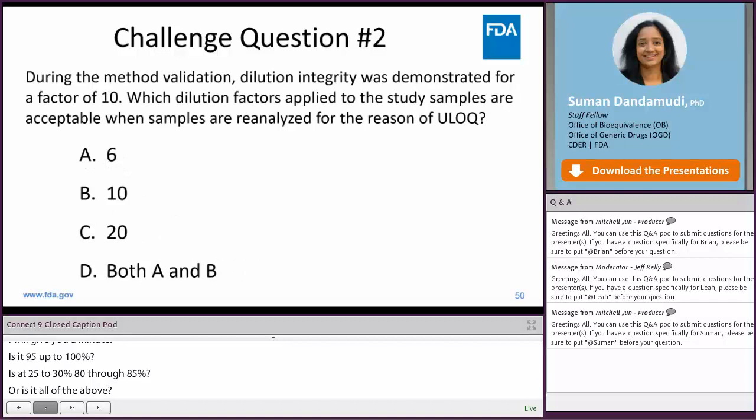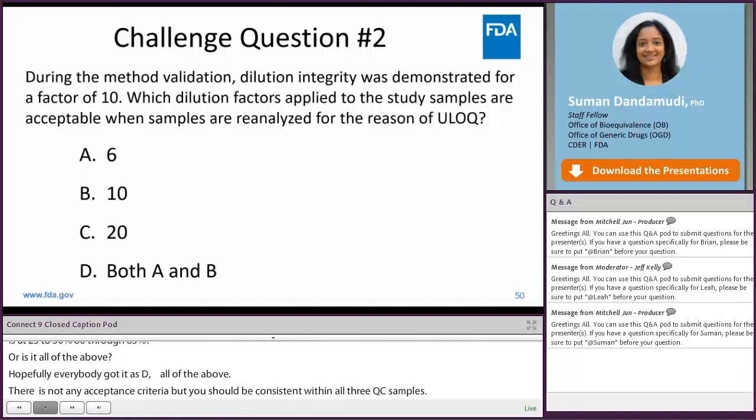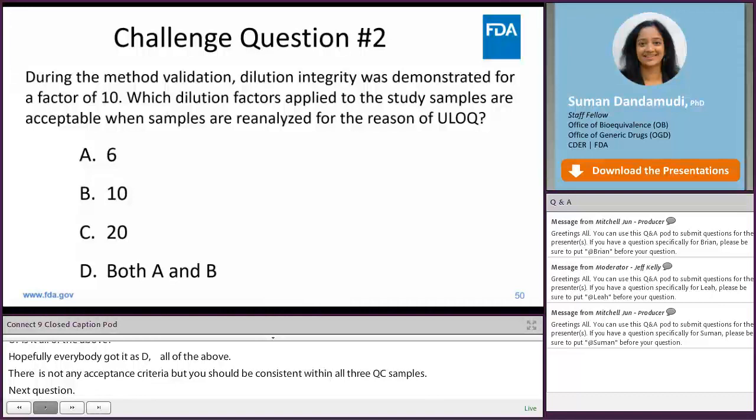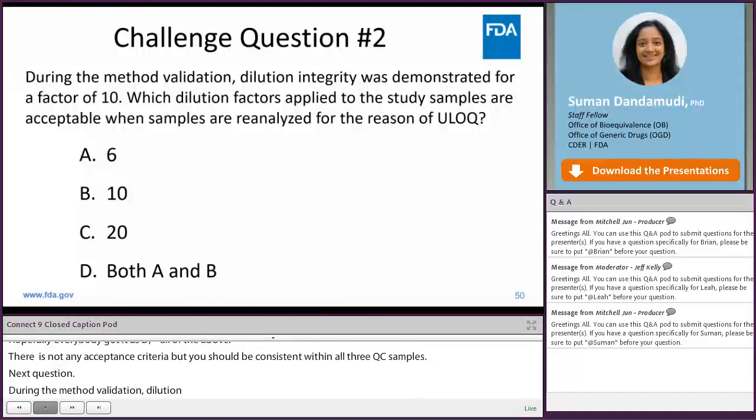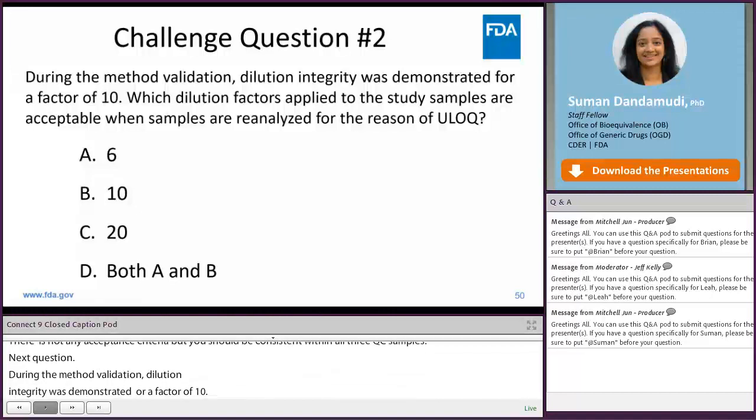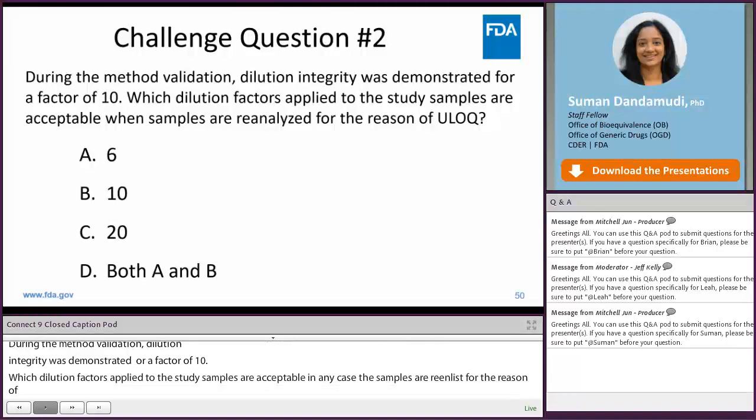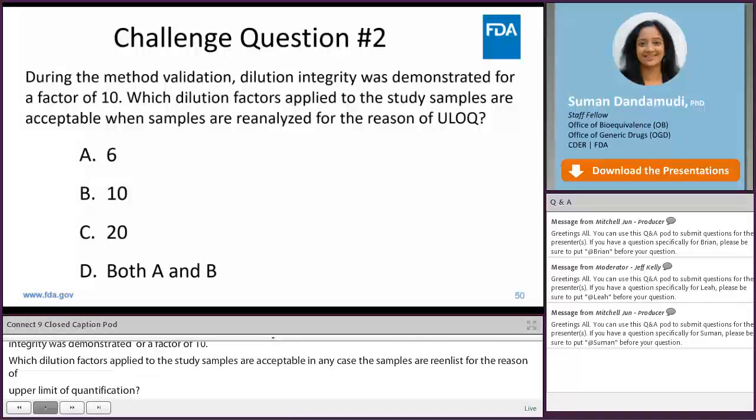Next question. During the method evaluation, dilution integrity was demonstrated for a factor of 10. Which dilution factors applied to the study samples are acceptable, in case the samples are reanalyzed for the reason of exceeding the upper limit of quantification? A, 6; B, 10; C, 20; D, both A and B. I'll wait for a minute. So it's D, both A and B. Anything at or below 10 is acceptable.